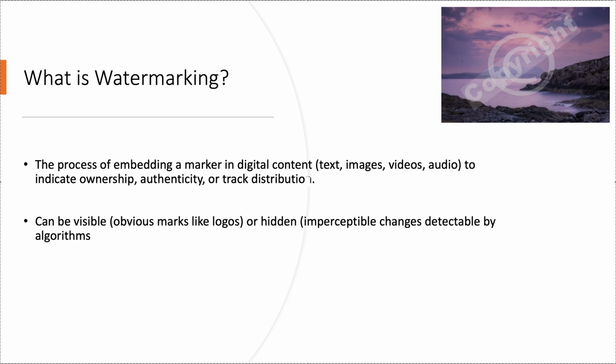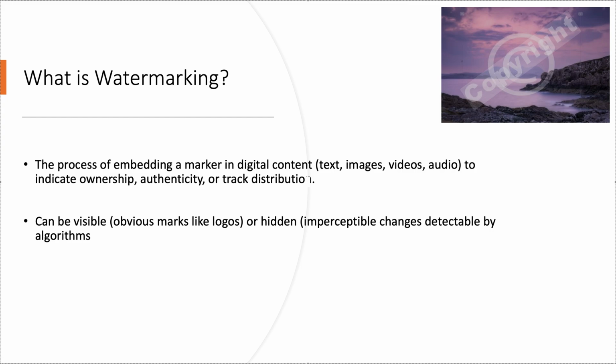Now, here's where it gets interesting. Watermarks come in two main flavors, and understanding this distinction is crucial. First, we have visible watermarks. These are the ones you're probably already familiar with. Think about stock photography websites like Shutterstock or Getty Images. They plaster their logos right across the image. Or news organizations that put their branding in the corner of video footage. These are obvious, intentional marks designed to be seen. They're meant to deter unauthorized use because, let's face it, nobody wants to use an image with a giant logo across the middle. But then we have hidden watermarks, and this is where the technology becomes really sophisticated.